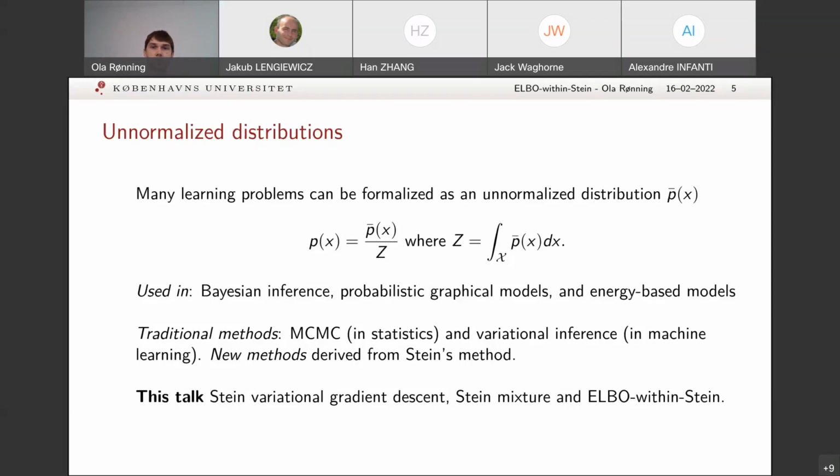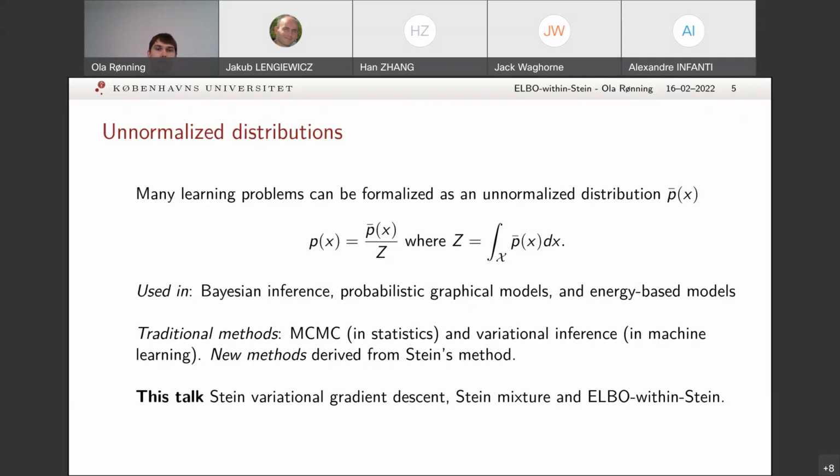They're common in Bayesian inference, probabilistic graphical models, and energy-based models. Traditionally, in statistics, Markov chain Monte Carlo has been the approach for working with these unnormalized distributions, whereas in machine learning, there is a stricter dichotomy than this. It might be more fuzzy in reality, but variational inference, where you come up with some variational distribution to approximate these unnormalized distributions, has been the standard.